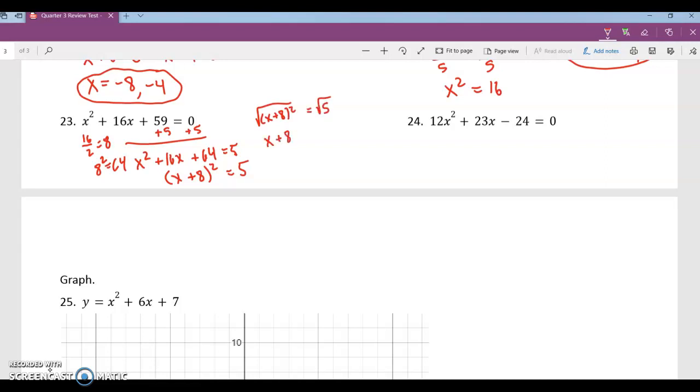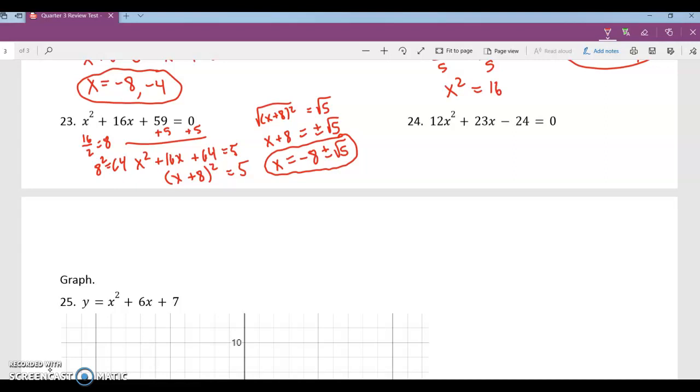So I get x plus 8 equals plus or minus radical 5. And now I've got to isolate x. I get negative 8 plus or minus radical 5. Kind of a strange looking answer. When things don't factor or we can't use the square root method, we often get these strange answers of the form an integer plus or minus a radical.